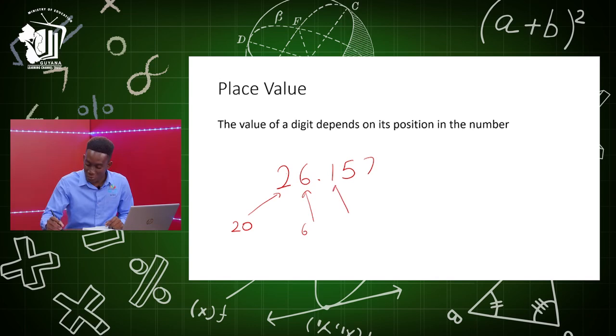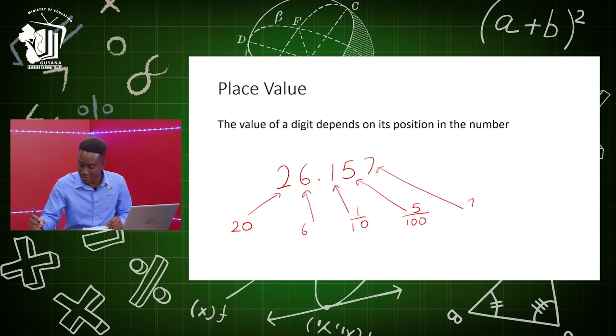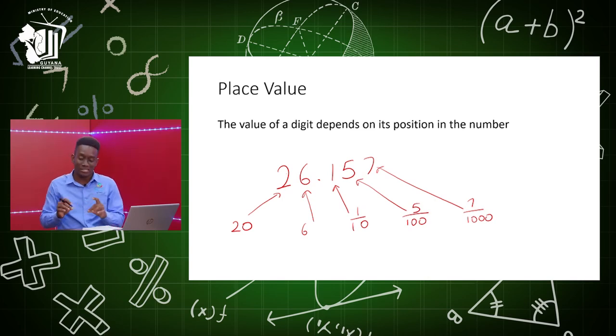And the place value of 1 would be 1 over 10. And the place value of 5 would be 5 over 100. And the place value of 7 would simply be 7 over 1000. And that's how we identify the place value in this number, 26.157. Now let's move on to decimal places.